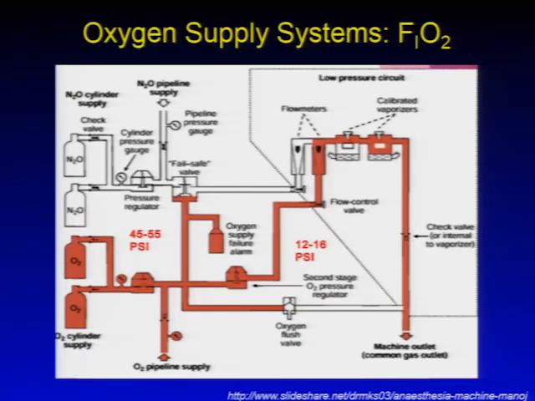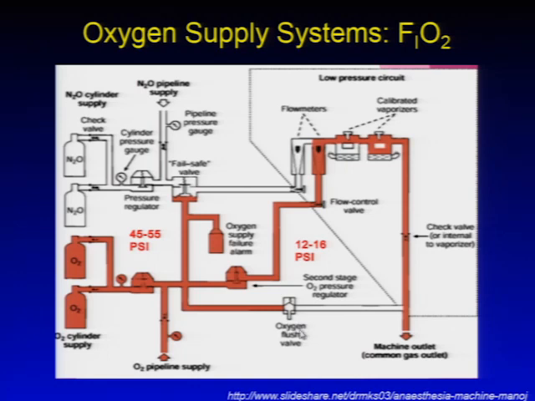Switch the gear here. The oxygen supply system, as you can see here: the oxygen comes from the O2 pipeline supply from the hospital, or sometimes you have to use the O2 cylinder supply, which is attached to the anesthetic machine. Then the high pressure is reduced to 45 to 55 pounds per square inch with the first regulator. And then it goes into the anesthetic machine, where the second stage O2 pressure regulator further decreases the pressure to 12 to 16 psi in order to prevent the patient from barotrauma.